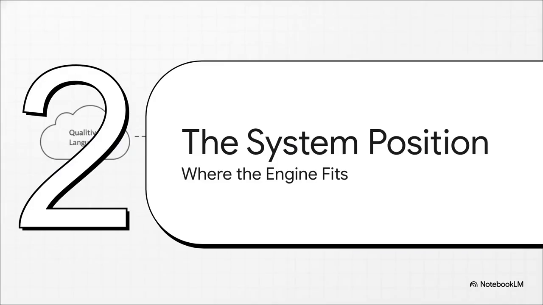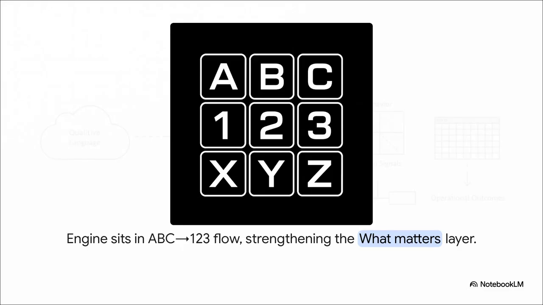Moving on to Section 2, the system position, or exactly where this engine fits. So you might be wondering, where exactly does this plug in? Well, you'll probably recognize our existing flow. ABC is what exists, 1, 2, 3 is what matters, and XYZ is what now. Now, this adjective verb engine is absolutely not some massive new framework that's going to replace your whole workflow. No way. It's actually a really narrow infrastructure layer that sits quietly right inside that 1, 2, 3 layer.